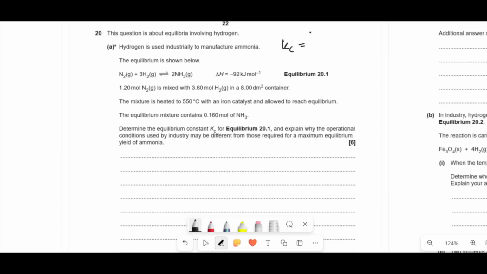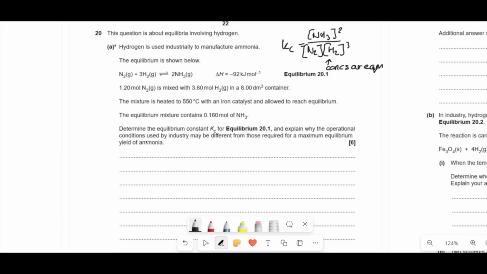So Kc equals NH3 squared over N2 times H2 cubed. This is Kc. So this is the equilibrium constant. So these are all concentrations at equilibrium, right? The values they've given you here are right before the equilibrium has been set up. So we need to find the concentrations of all of these things at equilibrium to find Kc.